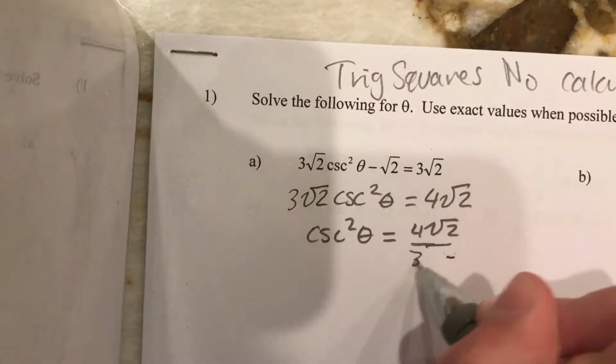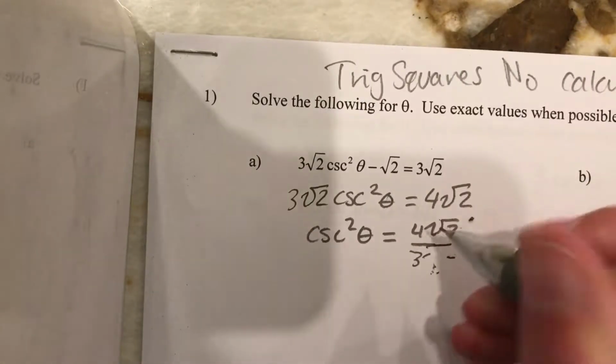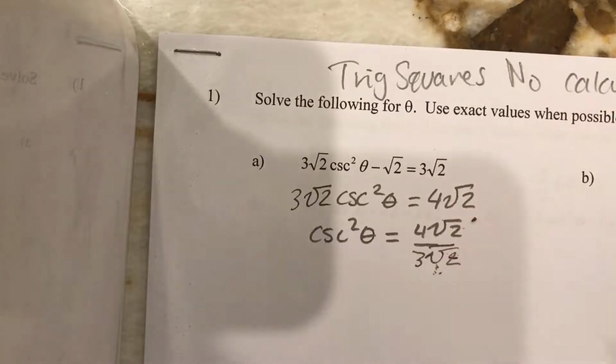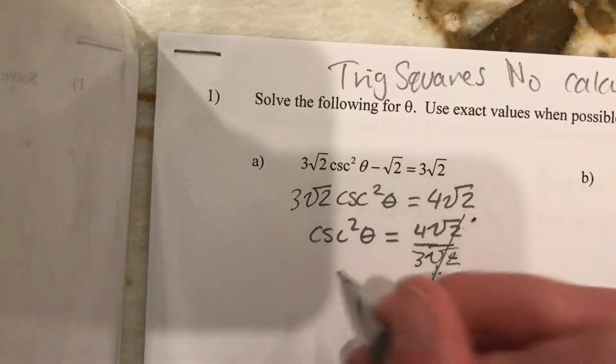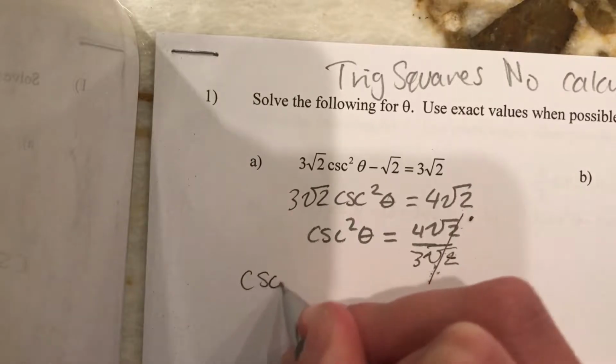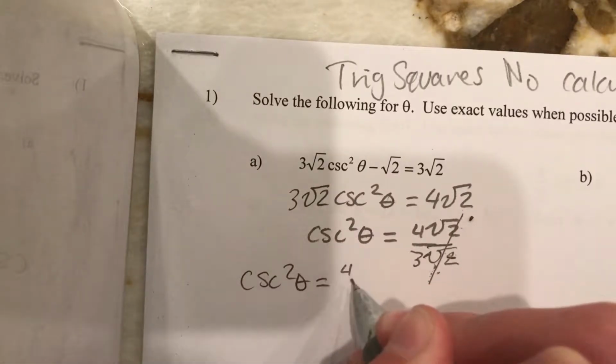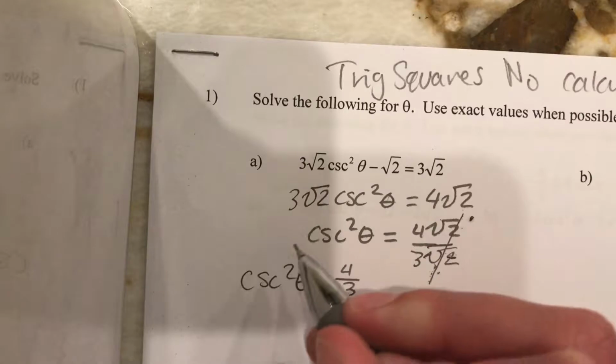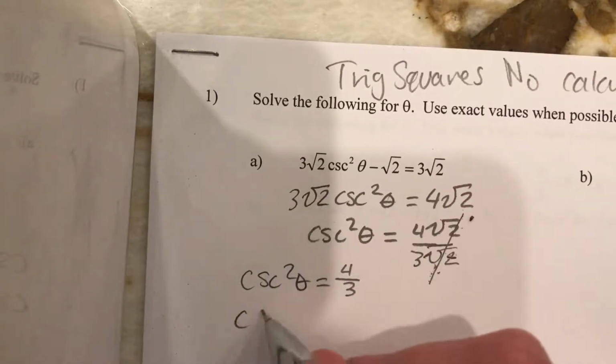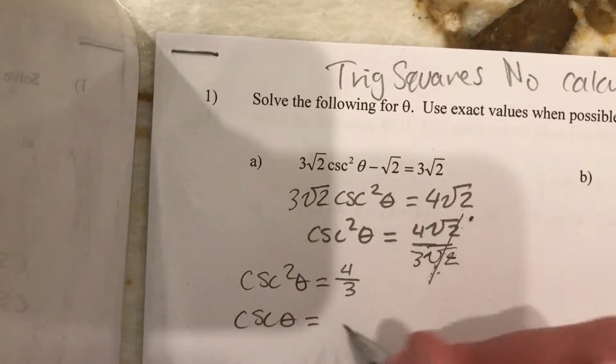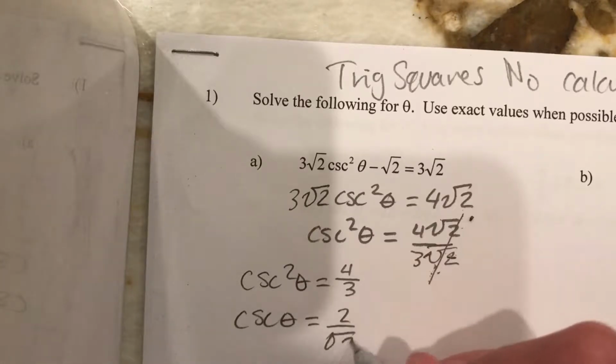3 root 2, and then the root 2's cancel out, so then you're left with cosecant squared of theta equals 4 over 3. And then you have to square root the whole thing to cancel out the square, so then you get cosecant of theta equals 2 over root 3.